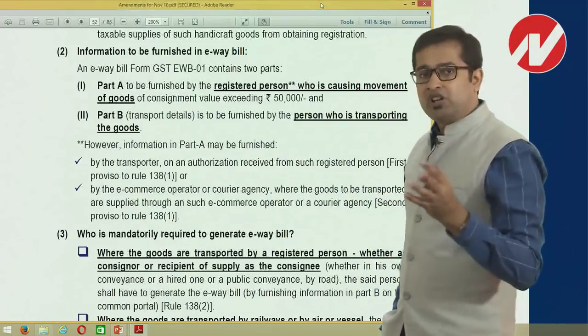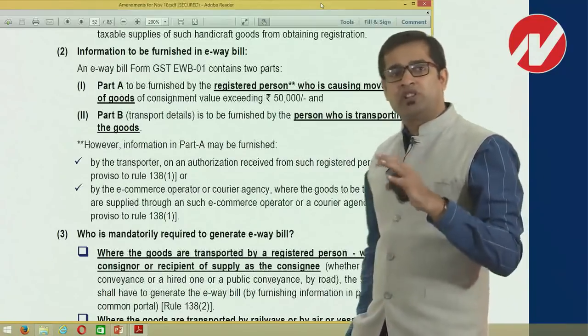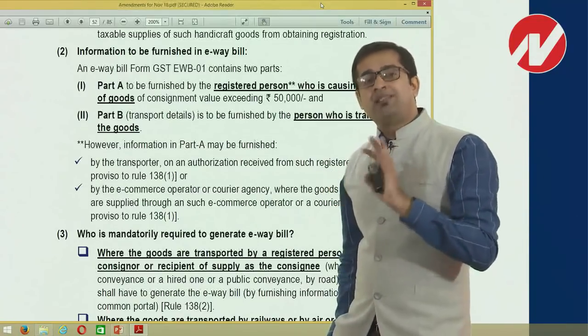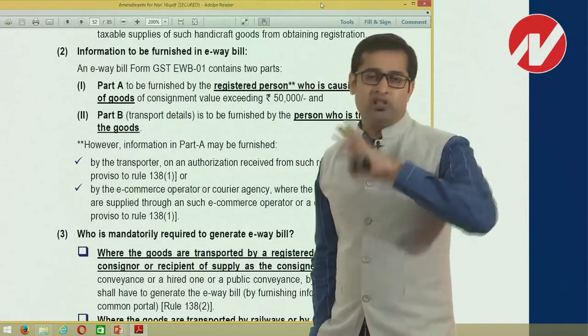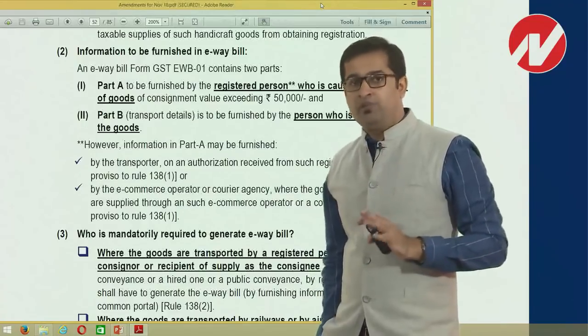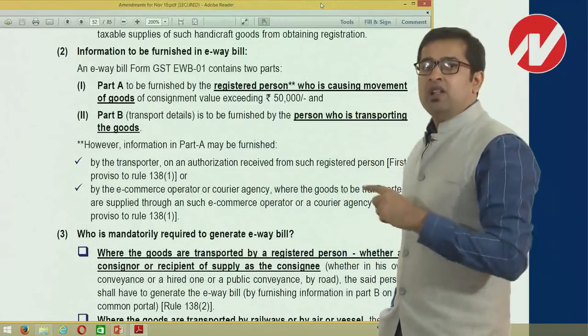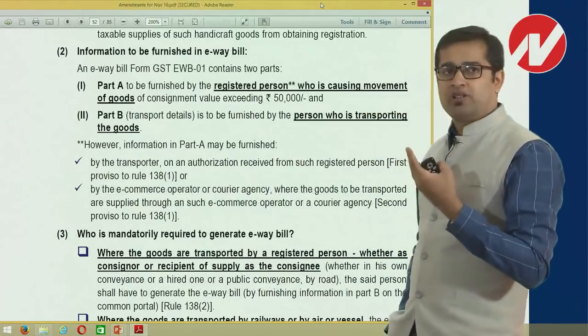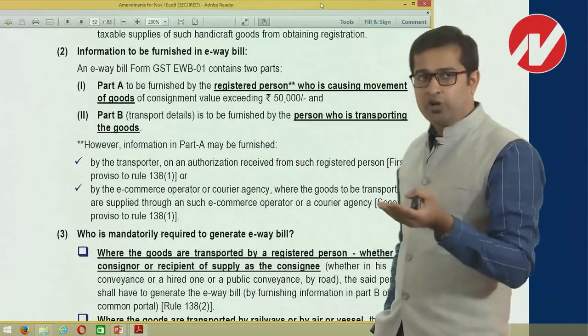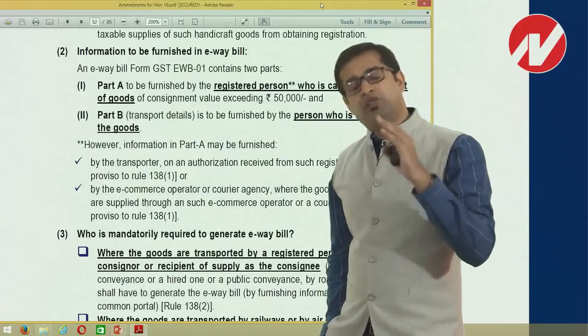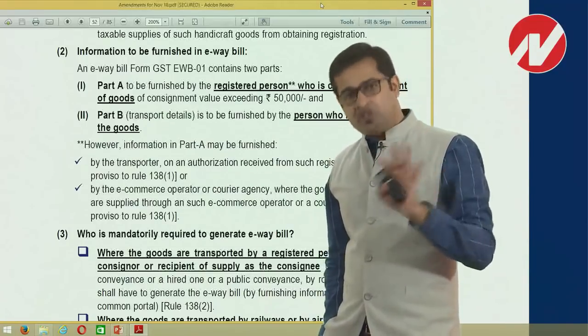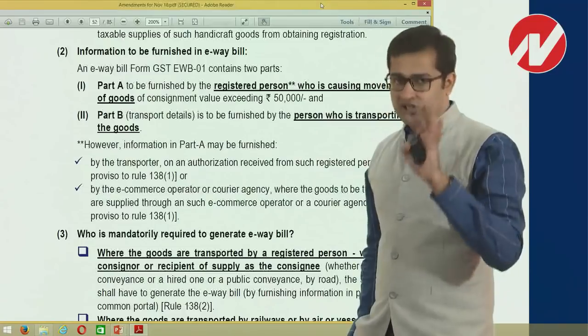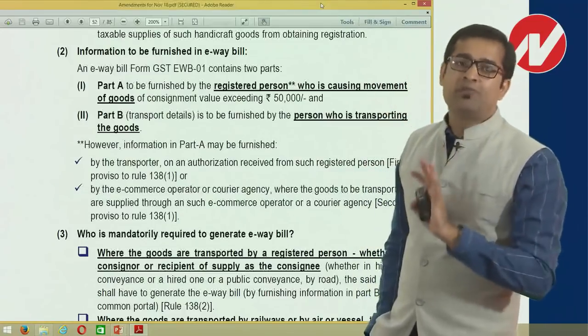Otherwise, a registered person who is causing the movement of goods is required to file the entire part A of the e-way bill, all the details of part A of the e-way bill. And then there is part B where all the transport details are required, and generally this document is required by the person who is transporting the goods. So a person who is transporting goods, mainly the transport company, is required to file part B.